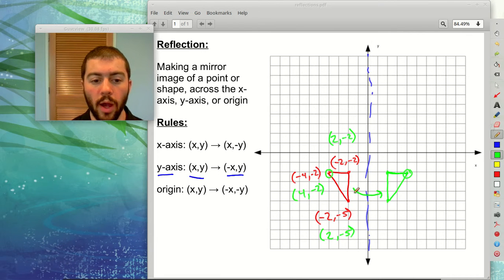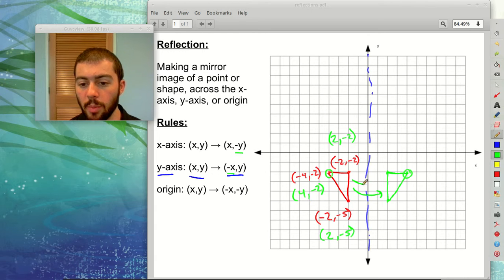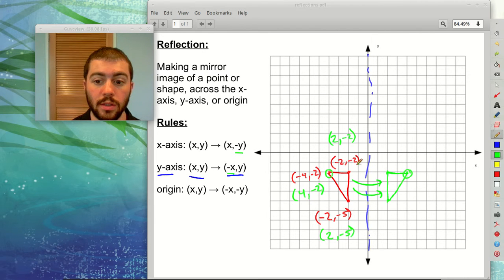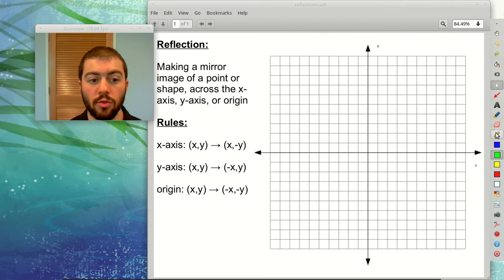All right, so with the y-axis reflections, you can see they're really the same as the x-axis reflections, except instead of negating the y-coordinate, we're negating the x-coordinate, and we're essentially flipping our shape across the vertical axis instead of across the horizontal axis. But you can see that the steps are very similar. All right. The last type of reflection that we're going to look at here is a reflection through the origin. And this is going to be a slightly different process because instead of negating one coordinate or the other, we're going to negate both coordinates. So we're going to go from x, y to -x, -y.